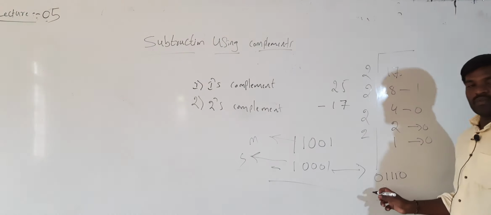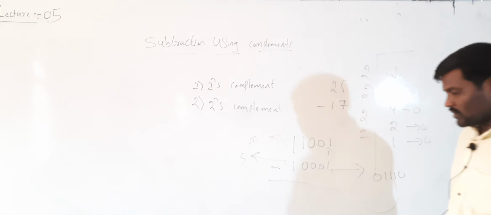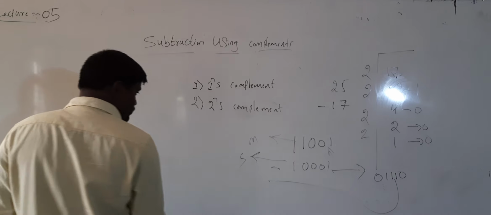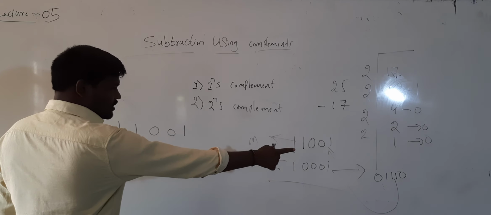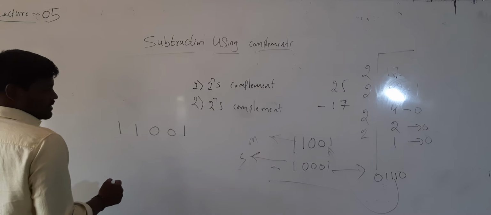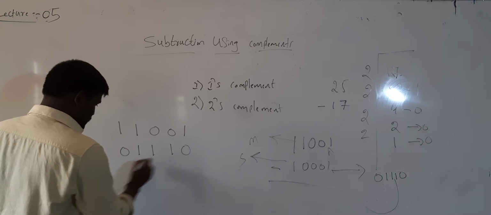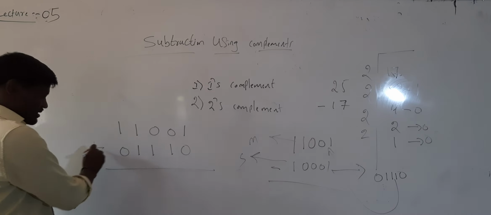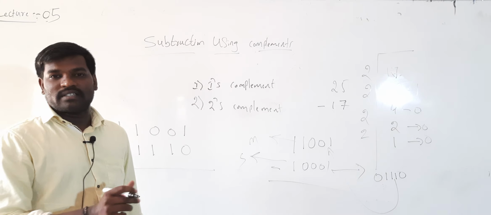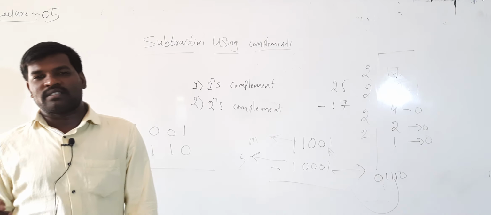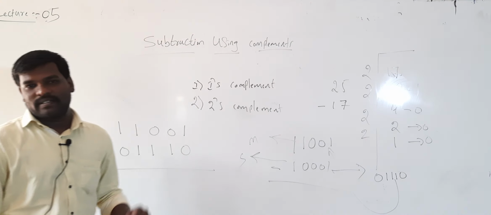Next, after converting to ones complement, this is added to the minuend. Here the minuend is 1 1 0 0 1, and the ones complement is 0 1 1 1 0, plus. Don't use the minus symbol. Always use the plus, because of the rules of subtraction using ones complement.